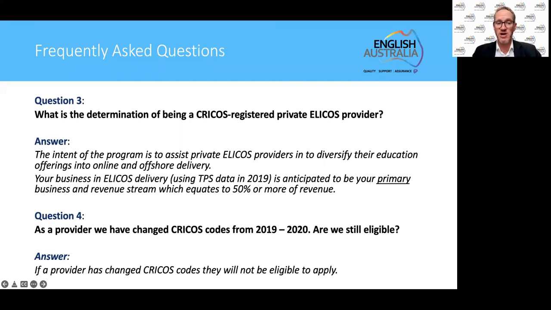Another one of the criteria was around CRICOS codes, and should they have changed. Now, if you've changed your CRICOS code throughout any of this period, I should note, you will not be eligible to apply. So you've had to have had a CRICOS registered entity that was established in 2000 or before the closure of the borders, that is still an ongoing entity today. So it's just another one of the stipulations to ensure that this program is of benefit to those that were operating pre the international border closures and have experienced the decline during that time.